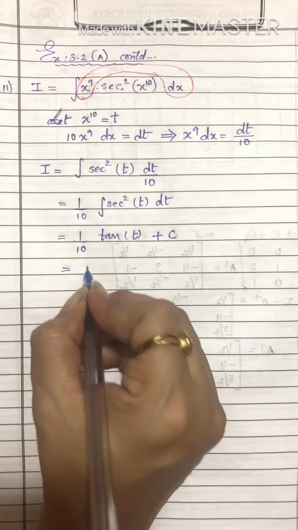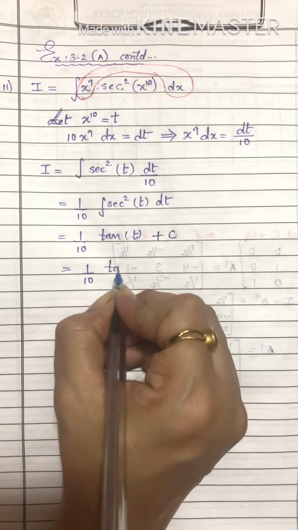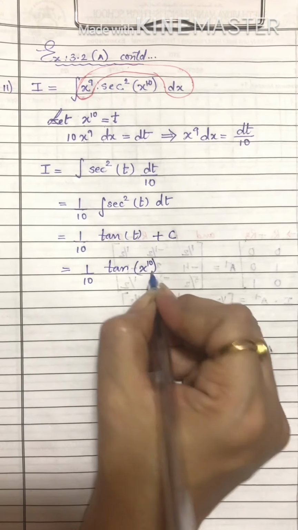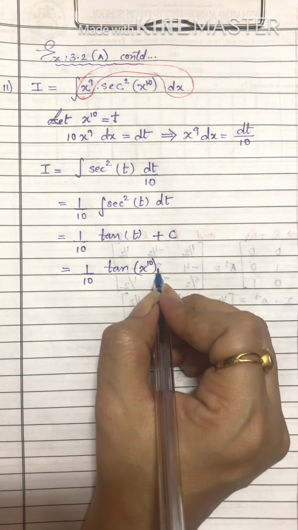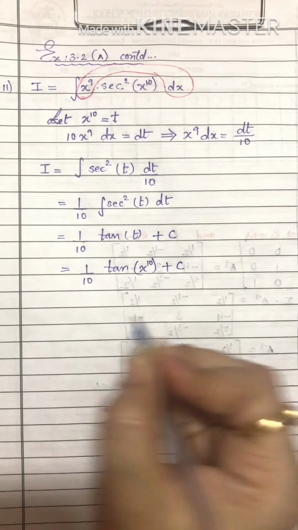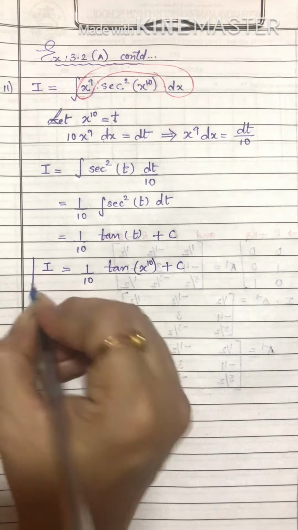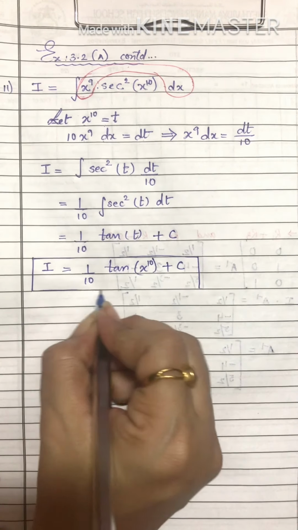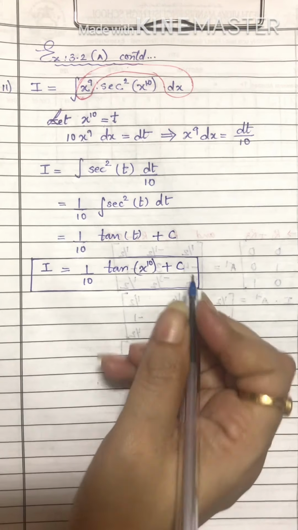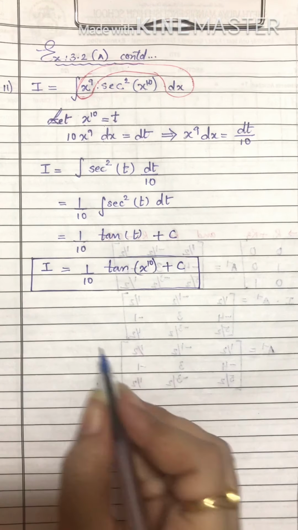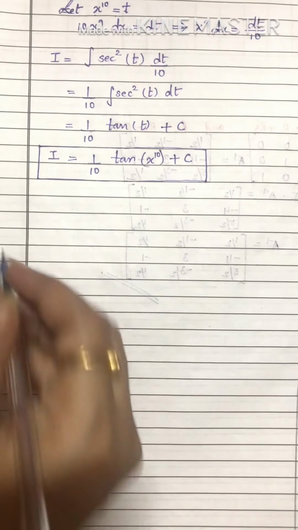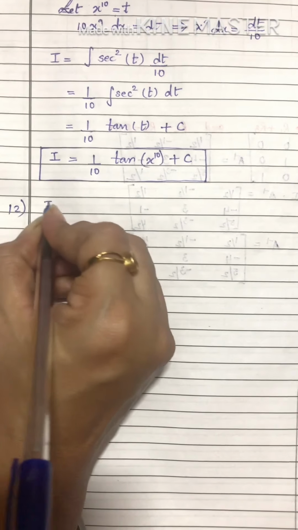And what is t? That we will substitute back. t was the substitution for x raised to 10. So here our first sum is done. This is the answer. I took this easiest sum just for a kind of brush up for continuing with this exercise. I'm taking the 12th sum from it.